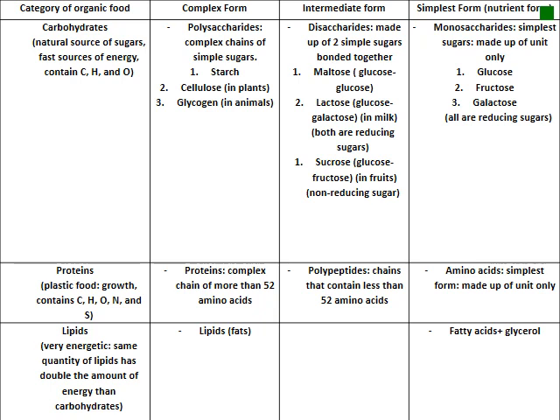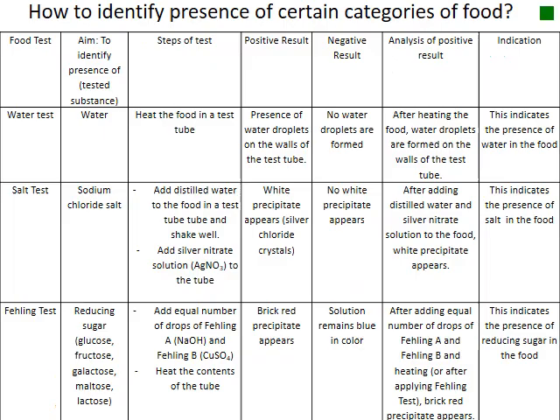Moving to the second category, proteins. The complex form is protein, a complex chain of more than 52 amino acids. Polypeptides are chains that contain less than 52 amino acids, and the simplest form is amino acid, made up of only one unit. The other category is lipids. It's very energetic. Lipids supply double the amount of energy of the same amount of carbohydrates. It has only complex and simplest forms: complex form lipids, simplest form fatty acids and glycerol.